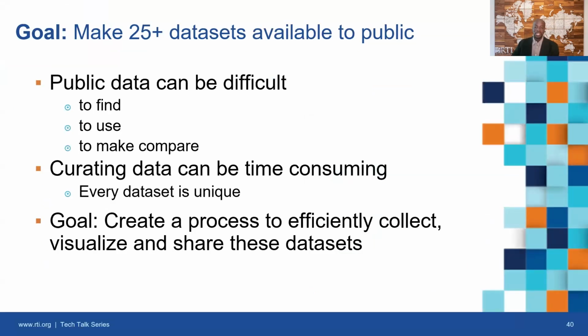Our goal during this first iteration of visualizations was to make at least 25 data sets available to the public, because we understand that finding, using, and comparing data can be very difficult at times. Having partnered with the state of Georgia on other efforts over the years, we've heard this loud and clear from local providers, grantees, and other stakeholders across the state who have needed to access behavioral health and substance use data.